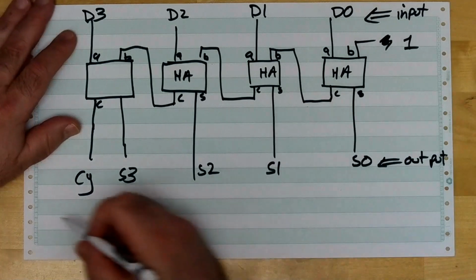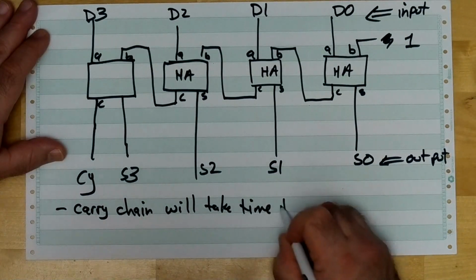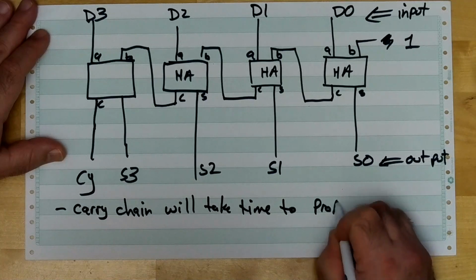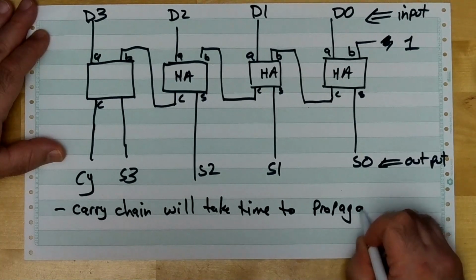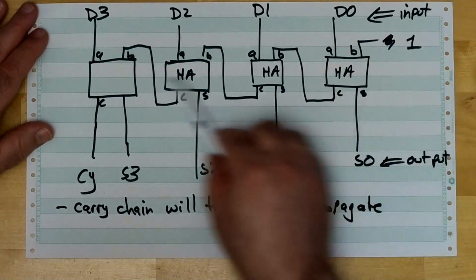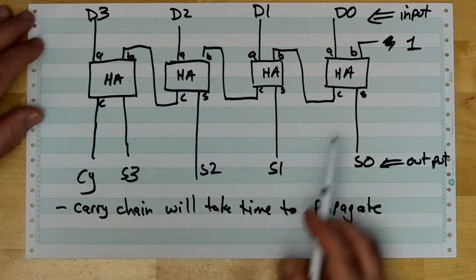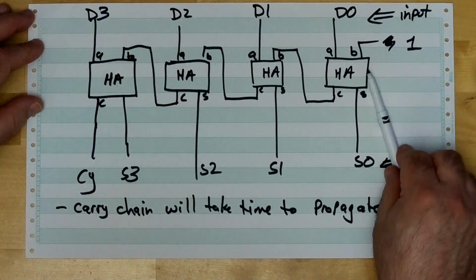So what do we know? What can we observe? Nothing in the universe is infinite in speed. We always have the speed of light problem. So the carry chain will take time to propagate through all of these half adders, is the point. The longer it is, the longer it's going to take to add 1 to it.